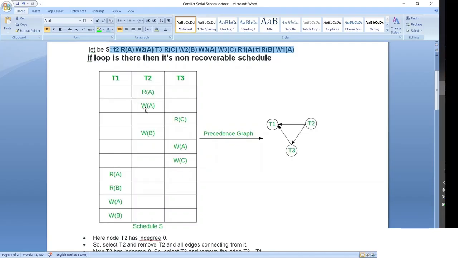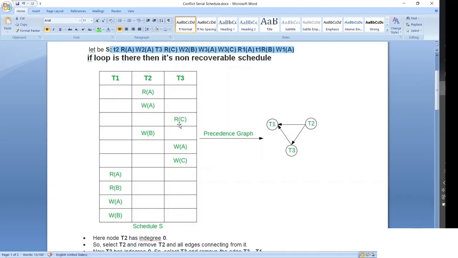Now check here, write on A. So here, yes, I found again write on A. So T2 is doing a write operation of A and T1 is also doing a write operation of A. So I will draw a graph from T2 to T1. An arrow from T2 to T1 will be made, this arrow represents this.